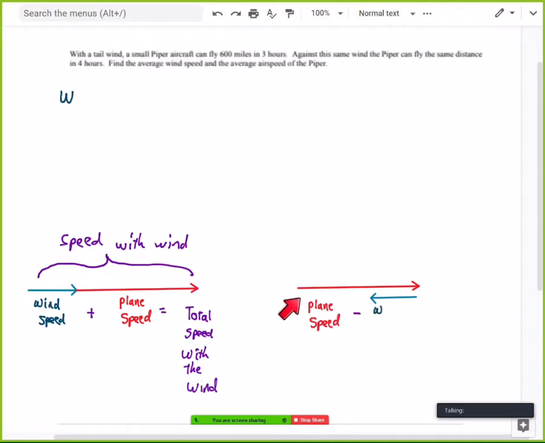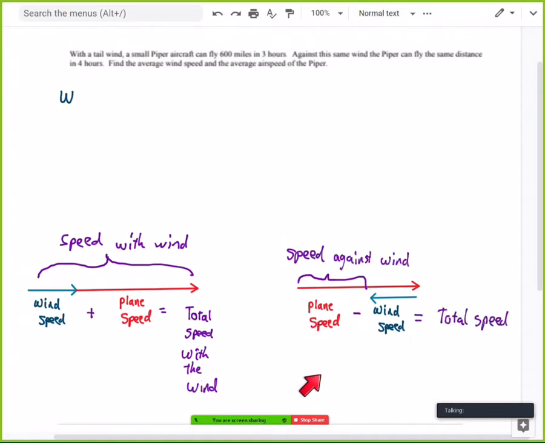On the other hand, if the plane is traveling in the opposite direction as the wind, that is, the wind is going against the airplane, then the plane speed will be reduced by the wind speed. In other words, the wind causes the plane to go significantly slower because they are opposing forces. So where the sum of the two forces gives you the speed of the plane with the wind, the difference of the two forces will give you the speed of the plane against the wind.